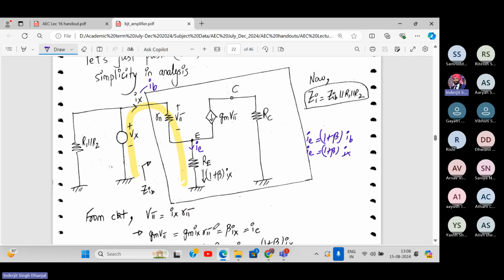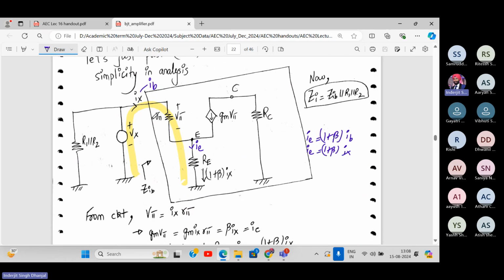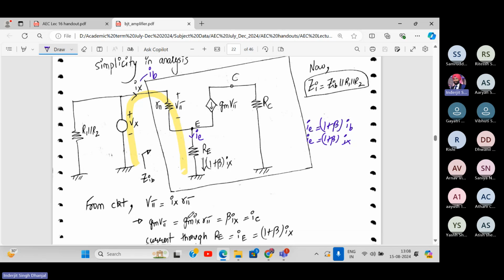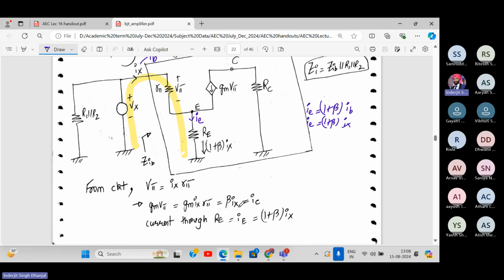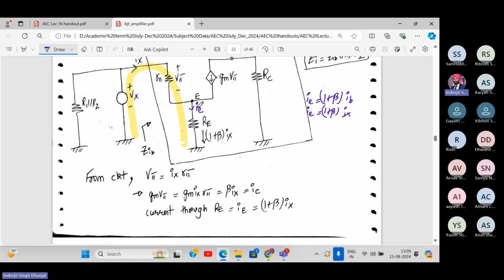Once we analyze this circuit, what is V pi? V pi is Ix into R pi, what we have written over there. Then we multiply by Gm. So Gm V pi is Gm Ix into R pi, whereas Gm V pi is also IC, where IC is beta into Ix. Same, so current through RE is IE into RE. What is the relation of IE in terms of IB? 1 plus beta times. So we have written over here IE is 1 plus beta times Ix.